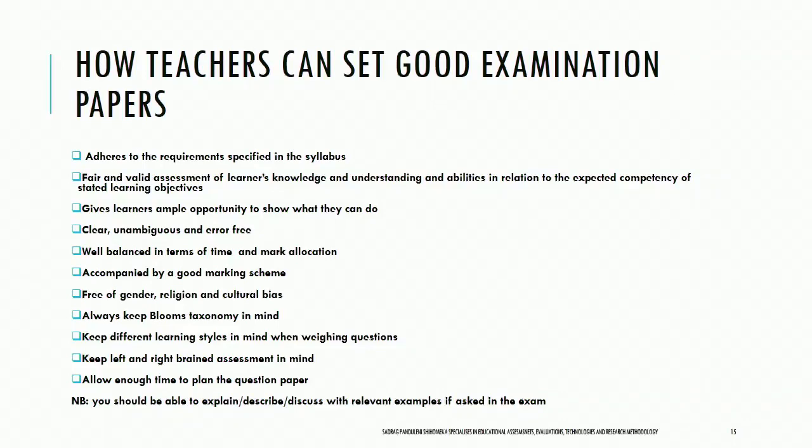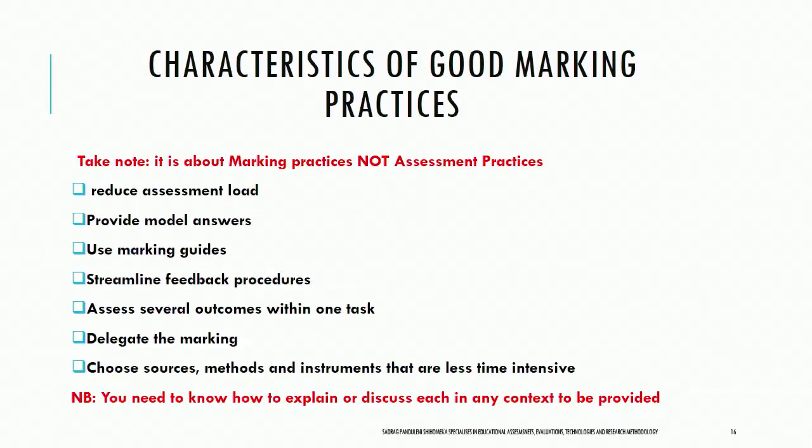Take note that with these points, if you happen to be asked in the examinations to describe or to explain or to discuss how teachers can set good question papers, you should be able to do it with relevant examples. If you give the shopping list format, the way I gave it now in bullet form, you will not be able to score high marks, especially if that question requires you to explain, to describe, and to discuss. Those key verbs say a lot about the number of marks allocated to that specific question.